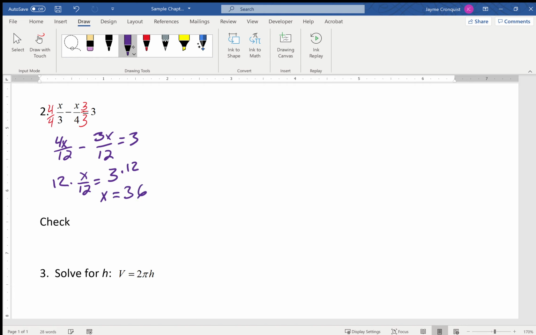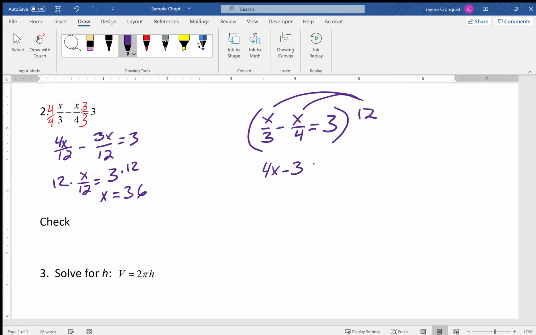Now, here is another way you could have done it. If I have x over 3 minus x over 4 equals 3, I can multiply through by the common denominator of 12. 12 times x over 3: the 3's cross out, I'm left with 4, since 12 divided by 3 is 4. So I have 4x. When I multiply 12 by x over 4, the 4's cross out, and I have 3x. And then 12 times 3 is 36. Well, 4x minus 3x is x. So both ways I get 36. Your choice which method you want to use.